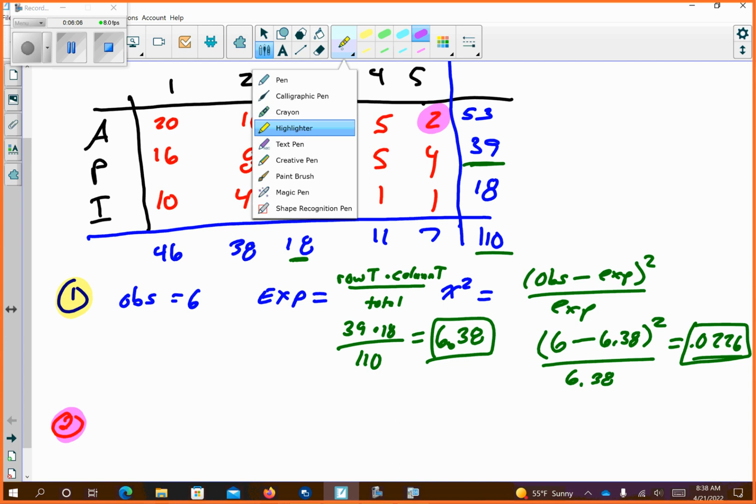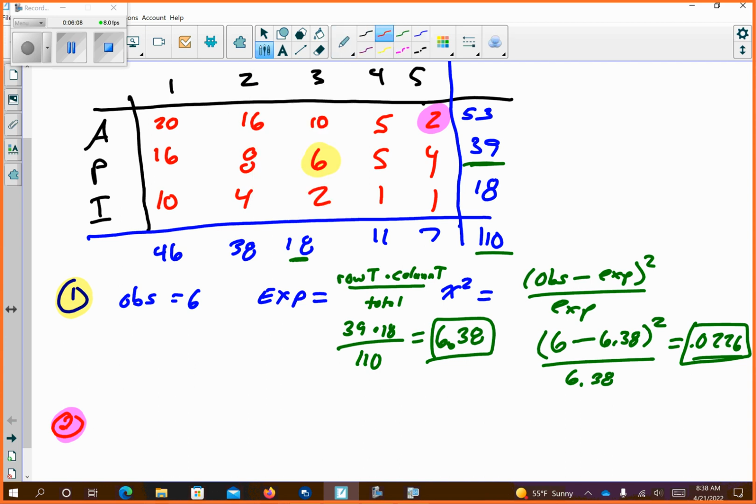So then we're going to just do the exact same thing. So our observed is 2. Our expected is the row total, 53, times the column total, 7, divided by the 110. Not that it would make a difference, but just keep it constant. And so that number should come out to 3.37. So that's what we're expecting to get.